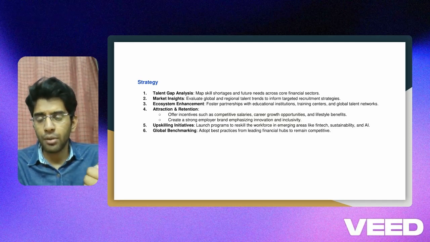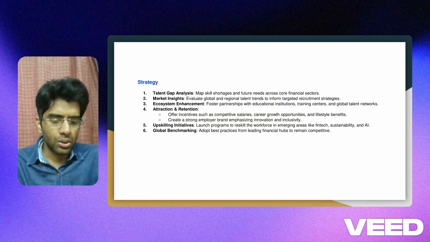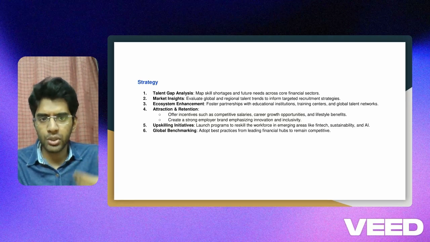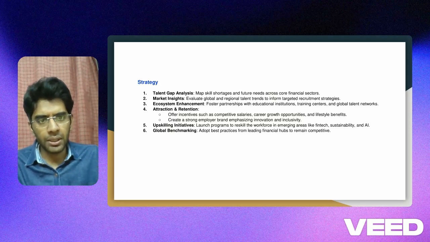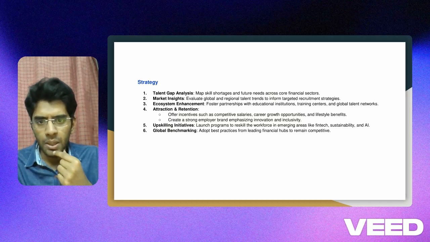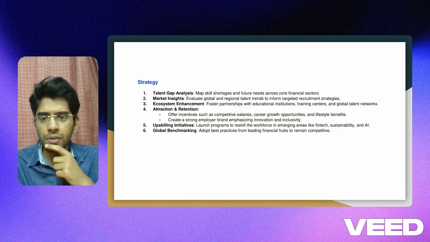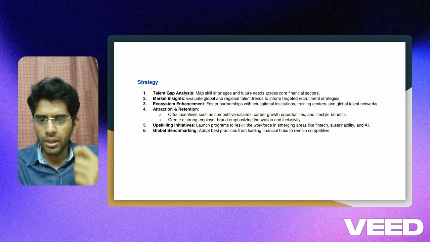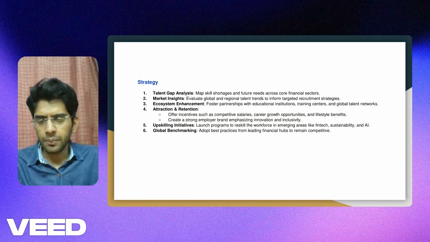Because if we are attracting talent from around the world, then they are more likely to come with their family. So we should not just stick to increasing the salary, but we should also look at it in a 360 manner: how much growth opportunity we are giving to the employee. Then, when the point is about upskilling initiatives, we need to make sure that the right amount of skill-building activities are taking place.